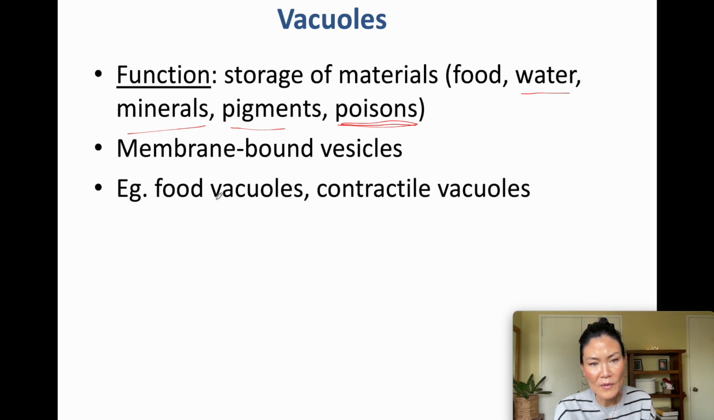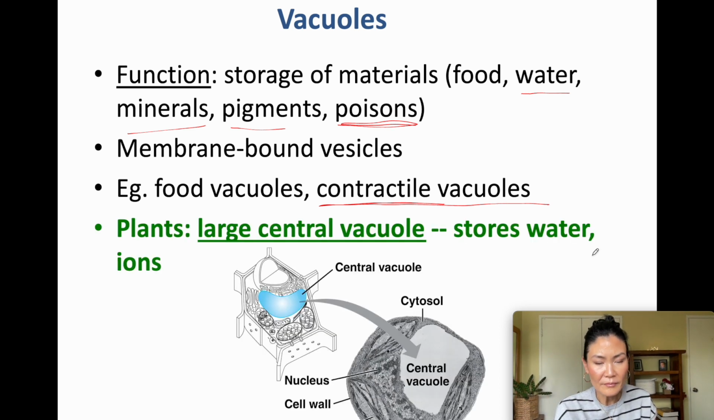Just examples, food vacuoles, contractile vacuoles. Contractile vacuoles we'll talk about when we go over the cell membrane, which is the next chapter in our textbook. Those are found in paramecium, and these are vacuoles that pump out water because water is coming into these organisms and then they need to pump it back out. But plants have a very large vacuole, one large central vacuole.